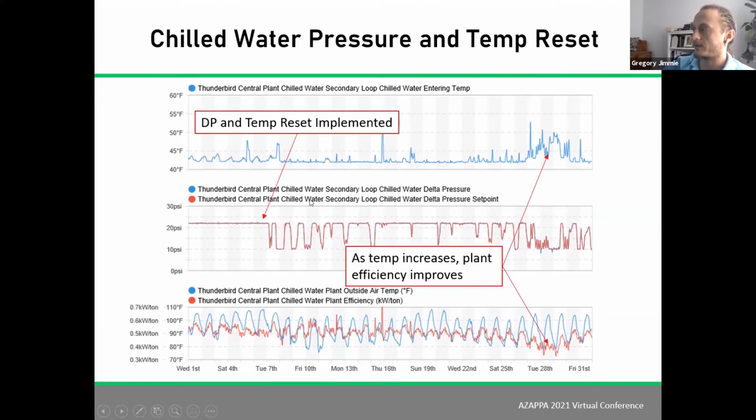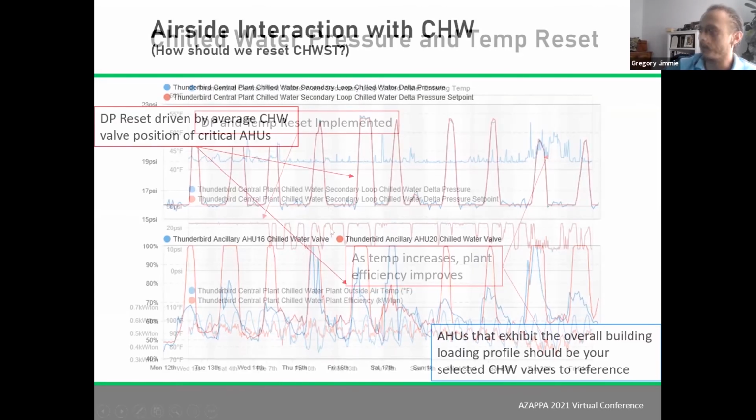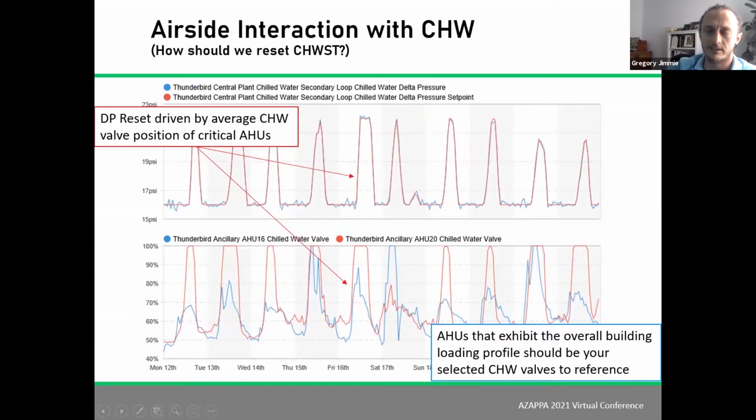What I want to bring your attention to is that initially we were always running at a fixed 22 PSI. We implemented the new programming here, and you can see that pretty much every night, even though we're in the middle of August hitting 100 degree days, we're able to back off of that 22 PSI, or basically that design pressure set point.